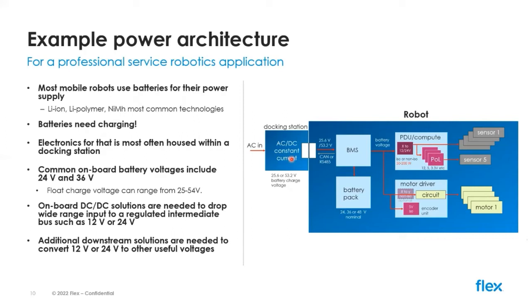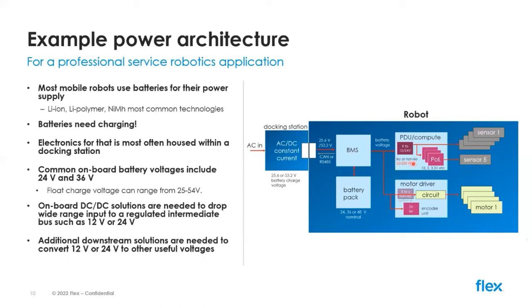Again, as we touched on earlier, the more common voltages are 24 and 36 volts. And that means the float voltage needs to be in the range of 25 volts to around 54 volts. That's the sort of voltage that will be coming into the compute boards, into the power distribution units, and any DC-DC converter in this phase will need to be able to cope with that wide input voltage range.